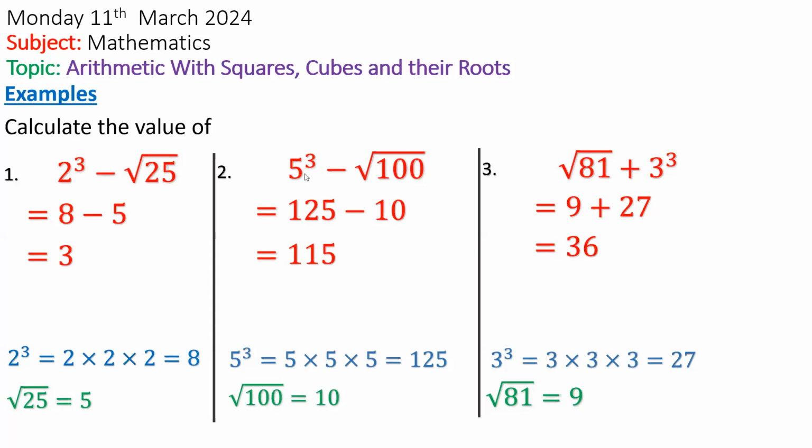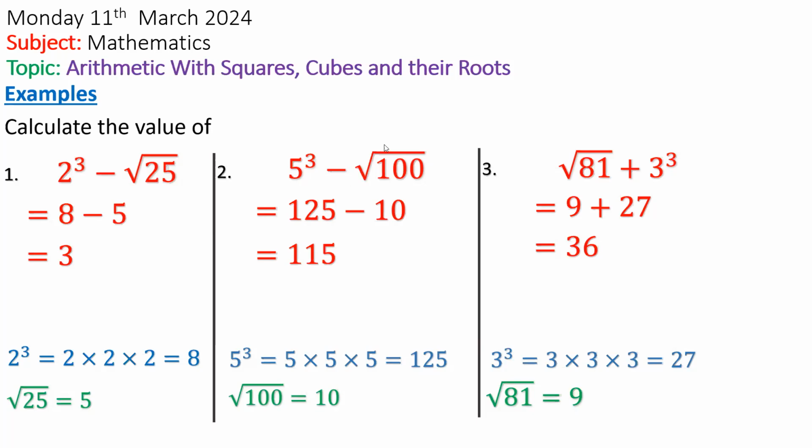You have 5 cubed, right? What is 5 cubed? That's going to be 5 times what? 5 times 5. What is 5 cubed, Nevaeh? That is 5 times 5, times 5 again. Times 5 equals 125. So 5 cubed gives us 125.